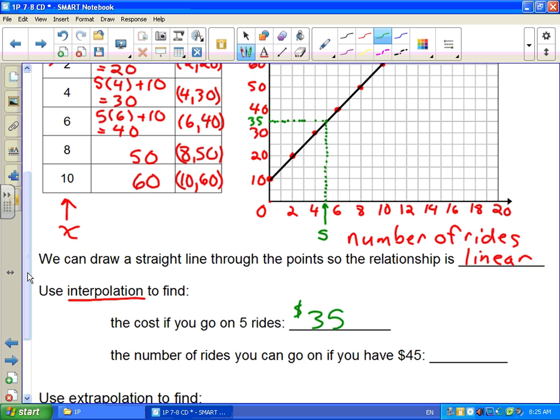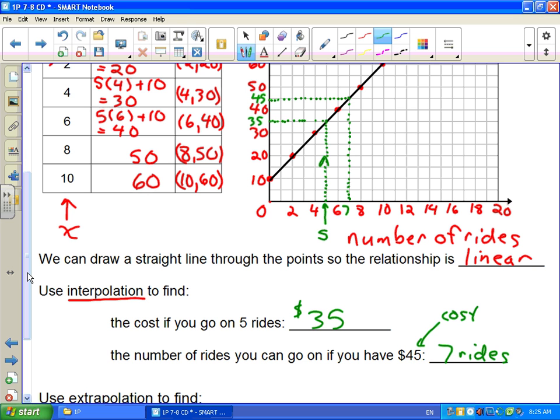And we can also do this the other way. The next one asks us to find the number of rides if you have $45. So $45 here represents the cost right here. We find that on our cost axis, and then we go across to our line, and then we go down. And we read off the number that we have. Well, sorry, we're halfway between 6 and 8, so the number would be 7, so we would be able to go on 7 rides. Okay?